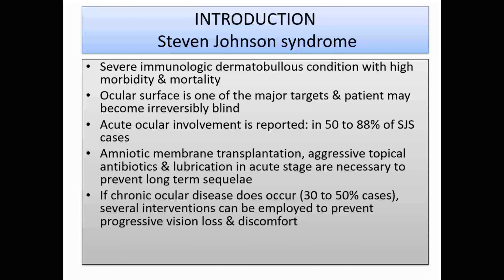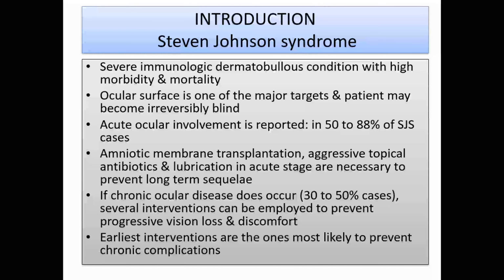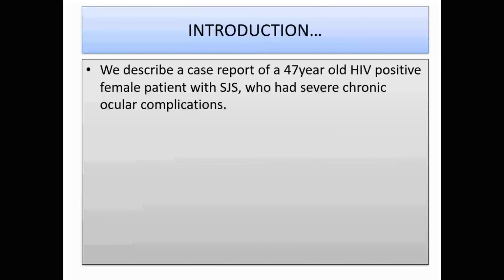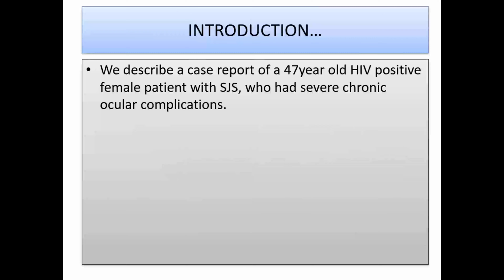Chronic ocular disease does occur in about 30 to 50% of the cases, and several interventions can be employed to prevent progressive vision loss and discomfort. The earliest interventions are the ones most likely to prevent chronic complications. Here we describe a case report of a 47-year-old HIV positive female patient with SJS who had severe chronic ocular complications.